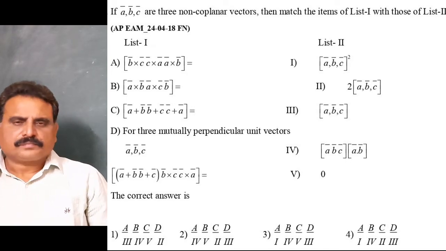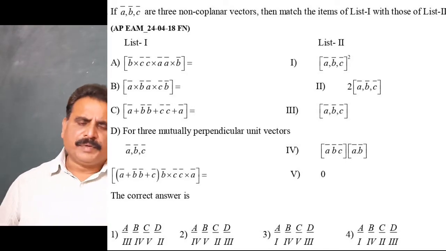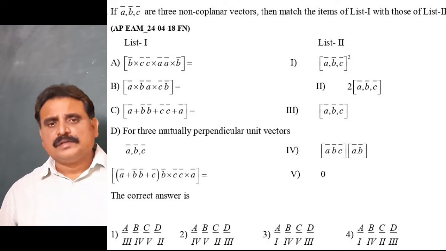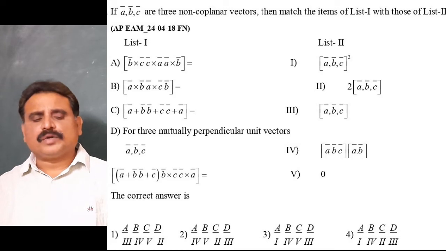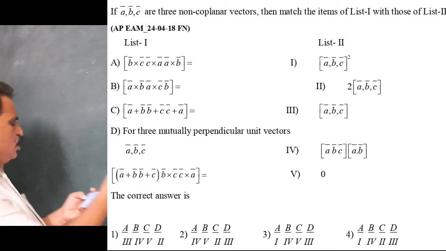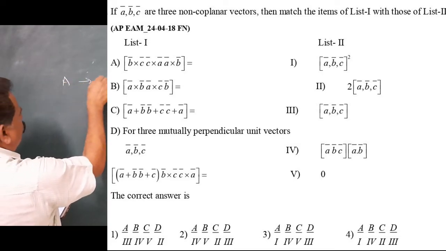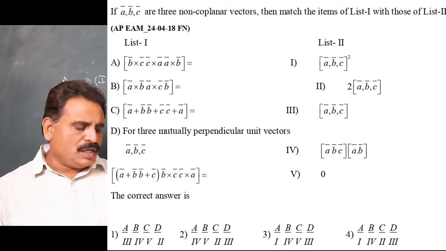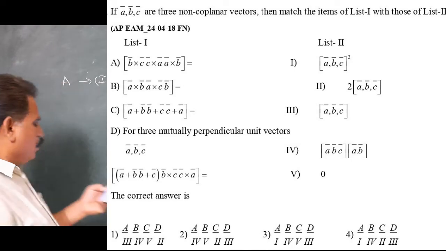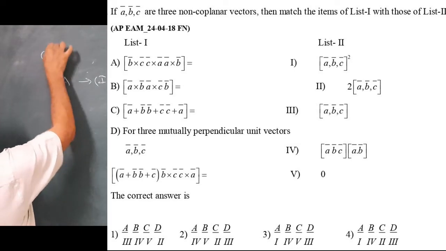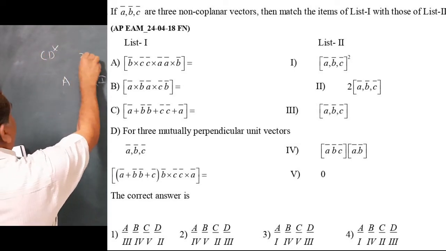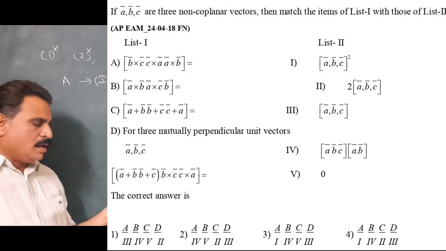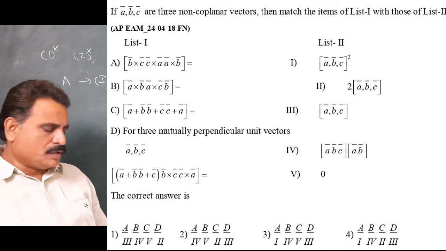First, A: you know very well, B bar cross C bar cross C bar cross A bar cross B bar, box is box A bar B bar C bar whole square. So A joins 1. Observe that A joins 1. In the options, A joins 1, which one is correct? First option wrong. Second option wrong. Third, fourth maybe, because third also has that and fourth also has that.